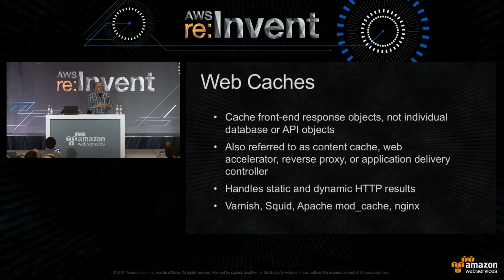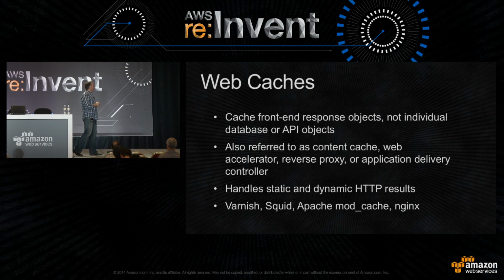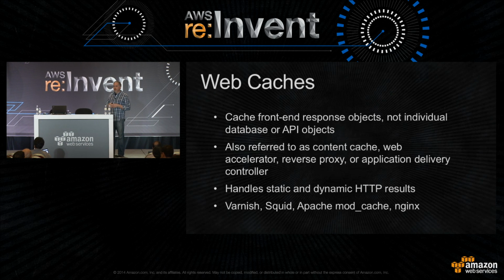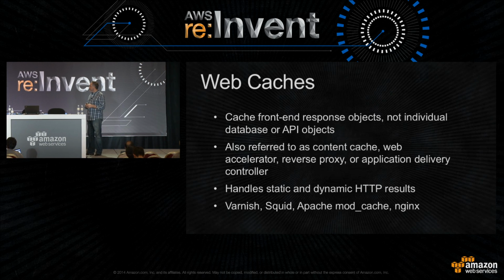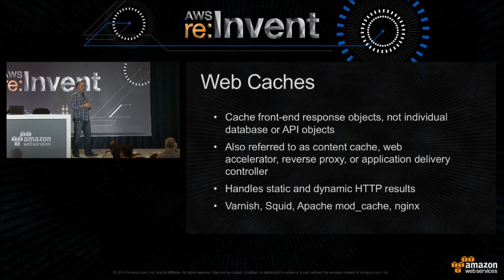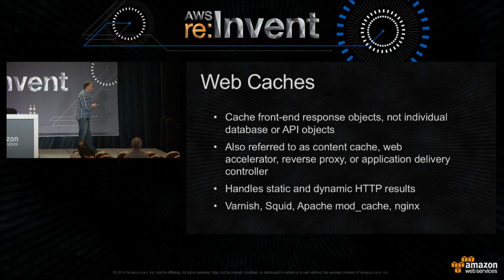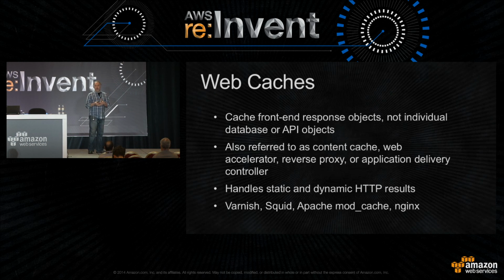The second go-fast switch that really exists in the web app tier market today is what we call the web cache. This is also referred to as a content cache, web accelerator, reverse proxy in some scenarios, or an application delivery controller. It takes on many different names, but in the end, it is the same thing. Its purpose is to cache front-end response objects and not those from an individual API or database call, such as the in-memory object cache.